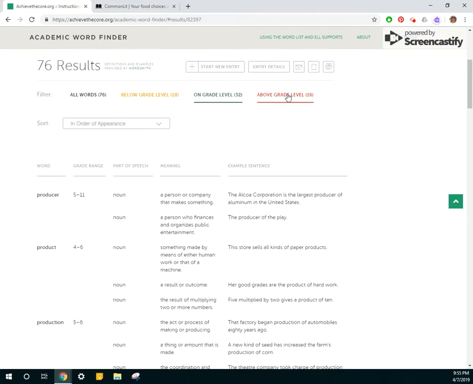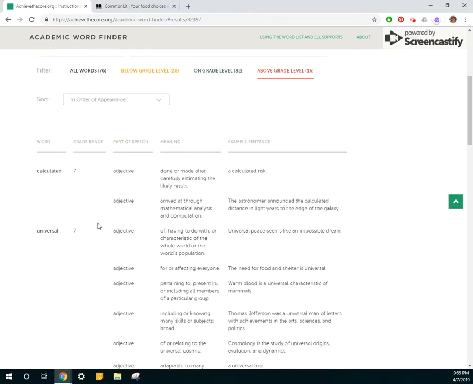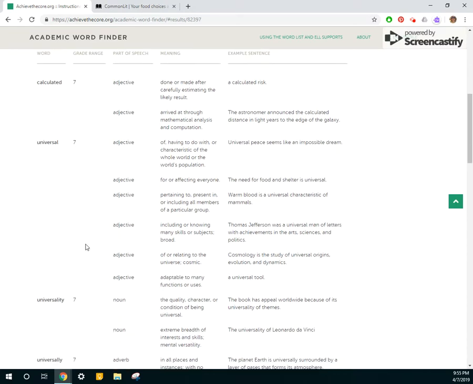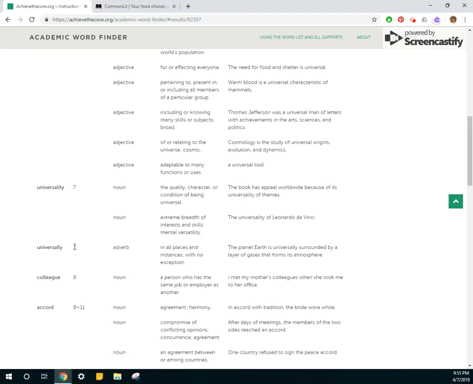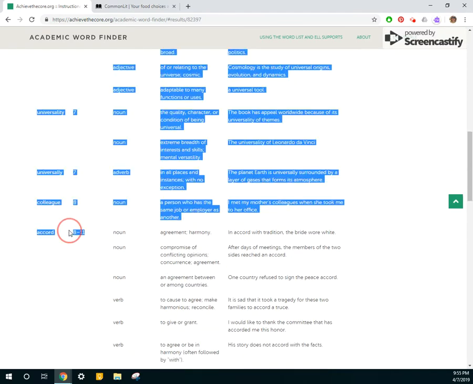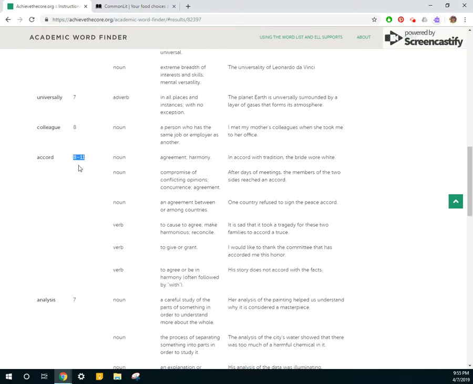The part of it that I find the most useful is this above grade level tool right here. What I like to use this list for is these are going to be my words that I'm going to make sure I want to go over before I give the kids the article. Now we'll notice that most of these are tagged as a 7th grade level. But like accord down here, this is an 8th to 11th grade level. So I want to preview that word with all of my students before they go into this article.